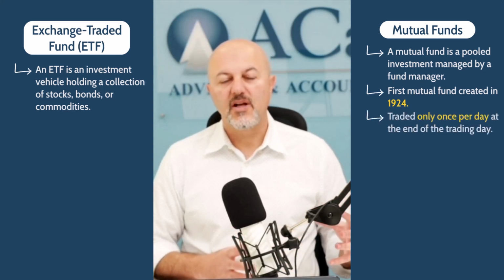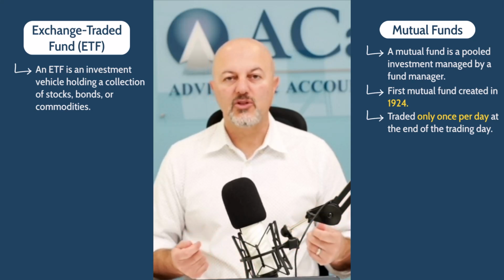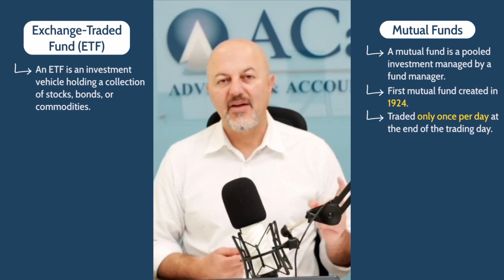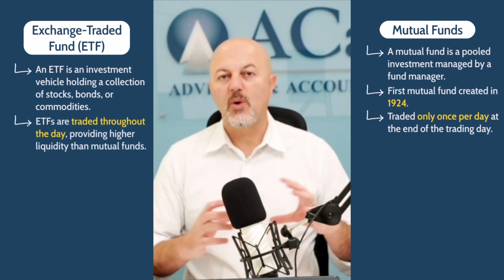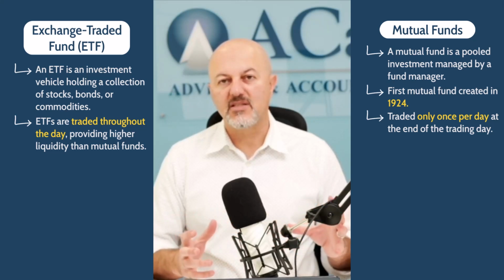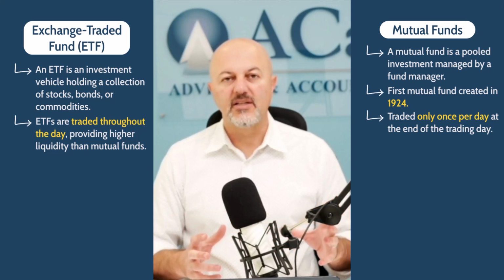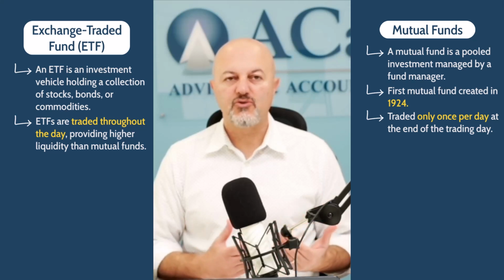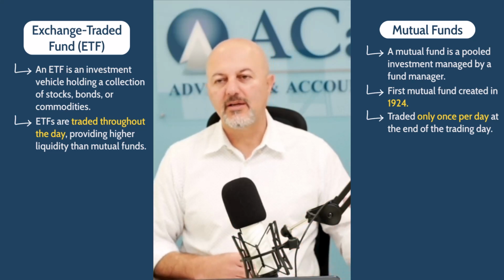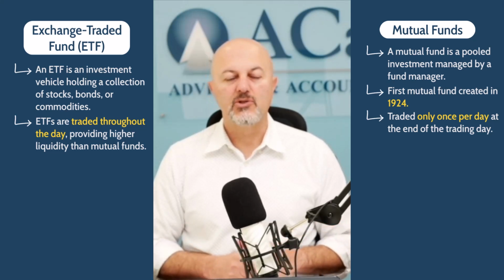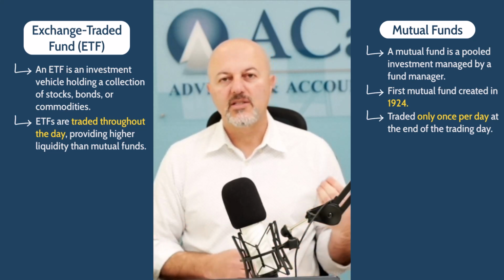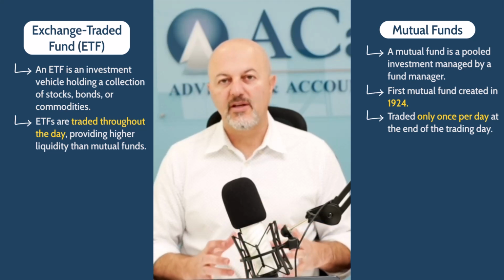Unlike mutual funds that are only traded once per day, so with a mutual fund, you're only able to transact in that mutual fund at the end of the day. An exchange traded fund, you can trade throughout the day. So that's one of the biggest benefits of an exchange traded fund, is that it's available to trade throughout the day. You can buy it in the morning, sell it in the afternoon, and then rebuy it again later in the afternoon. So it's very, very liquid, whereas a mutual fund can only be traded once at the end of the day.